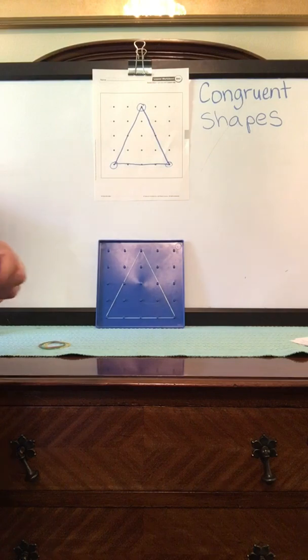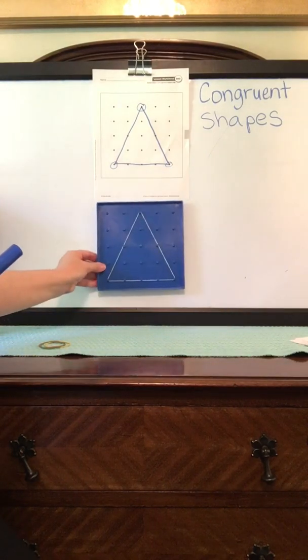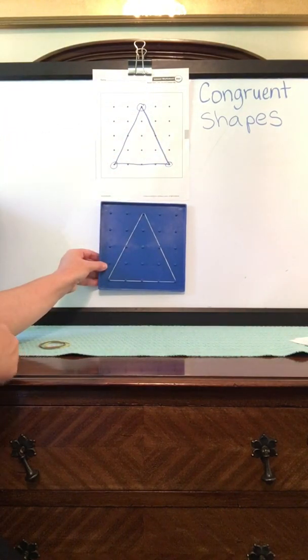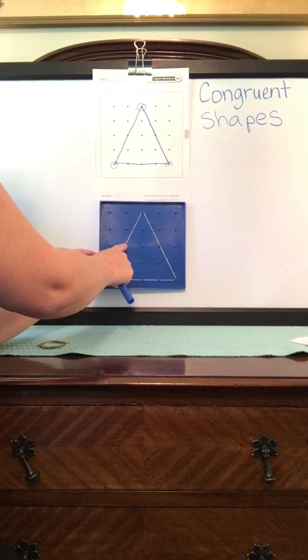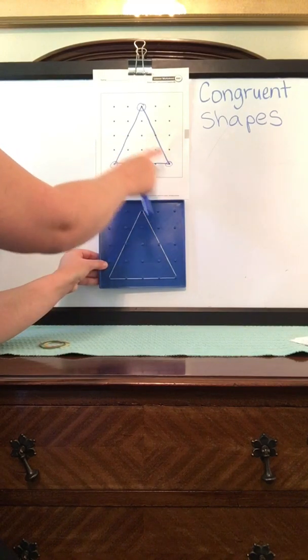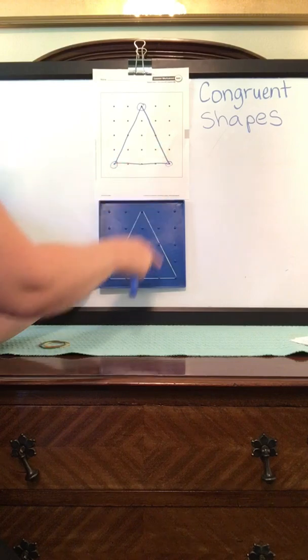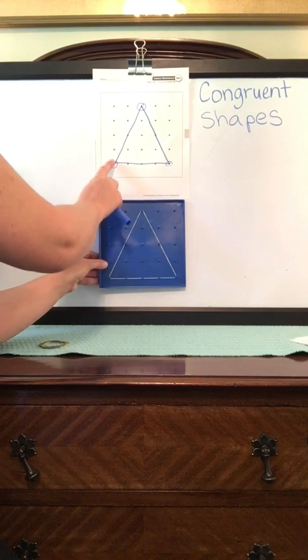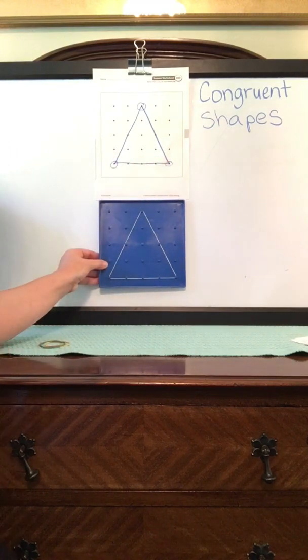Very good. Okay, looking at my GeoBoard right here and your paper, or my paper, are these shapes congruent? What do you think? You think yes? You would be right, because we drew our line through this one peg here, and this one peg here, and that's the only peg we went through. And on the bottom, we went across 1, 2, 3, 4, 5. So these shapes are exactly congruent, which means exactly the same.